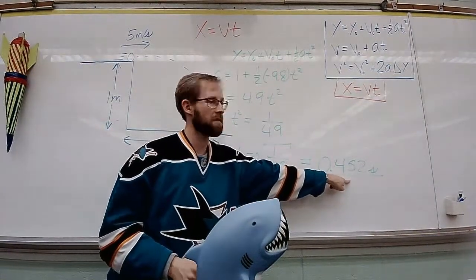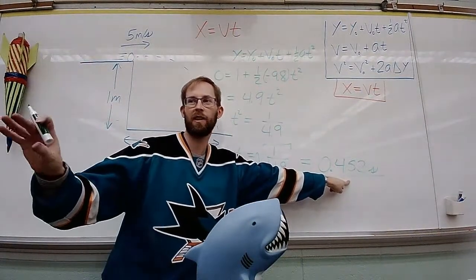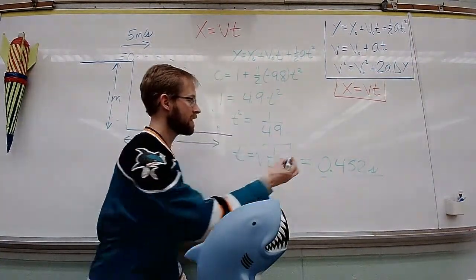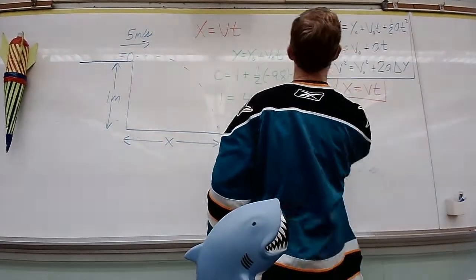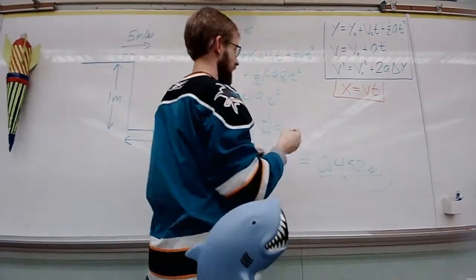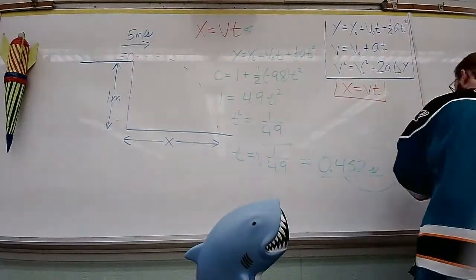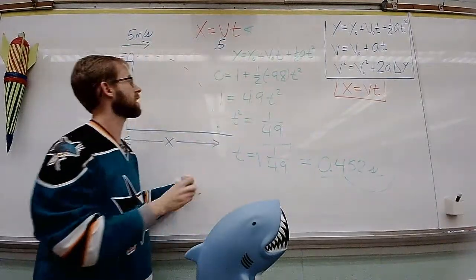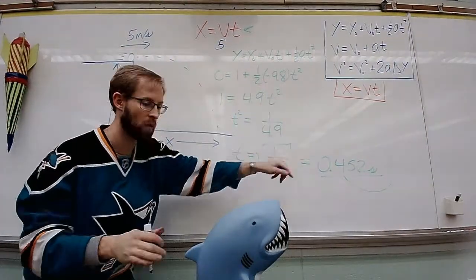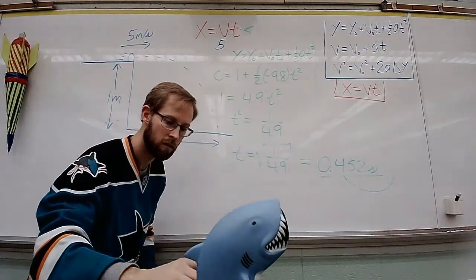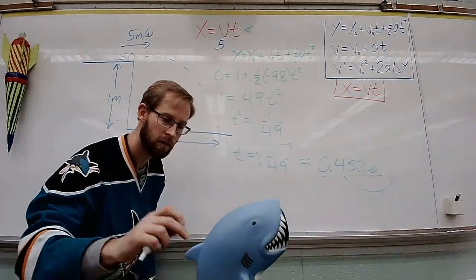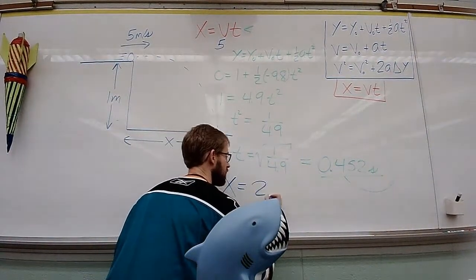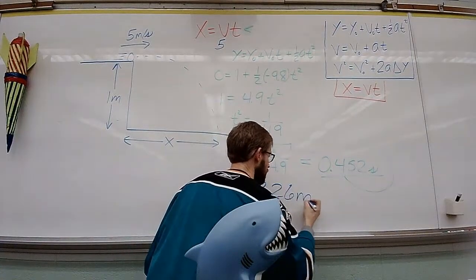So if this is our time, keep it down a little bit, ladies. Thanks. So if this is our time, all we got to do to finish this up is take it and chuck it in right here. And because we already know the horizontal velocity, that's 5. I just got to go 5 times 0.452, 2.26. So my horizontal distance is 2.26 meters.